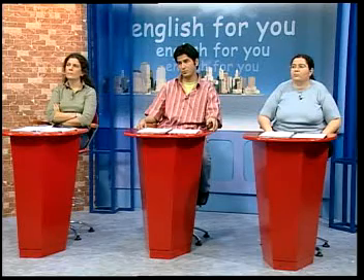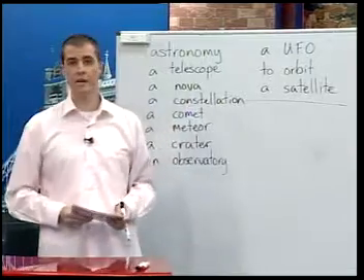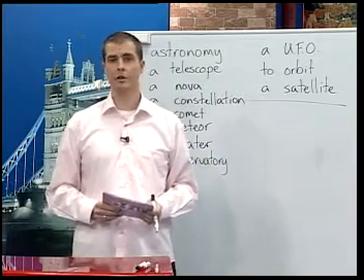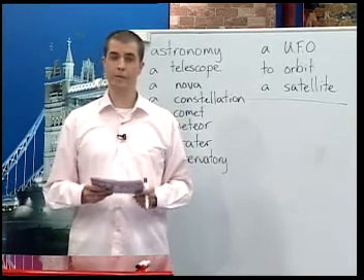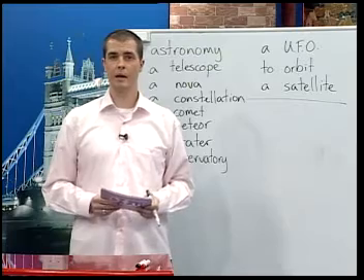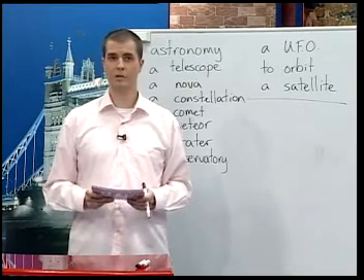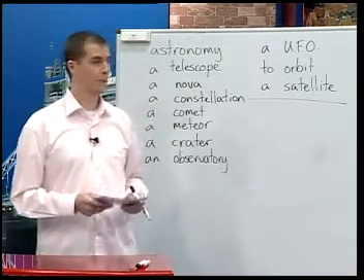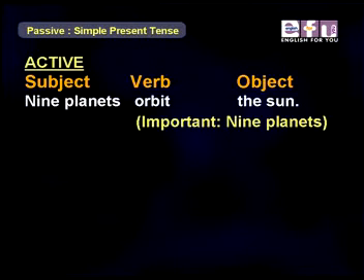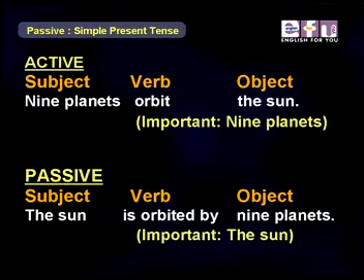And in the active voice, the subject or the doer of the action is important. In the passive voice, the object becomes the important thing. Let's look at this example. 9 planets orbit the sun. Now, in this sentence, 9 planets is the important thing for the sentence. In the passive voice, the sun is orbited by 9 planets. So the sun is the important thing in this sentence.